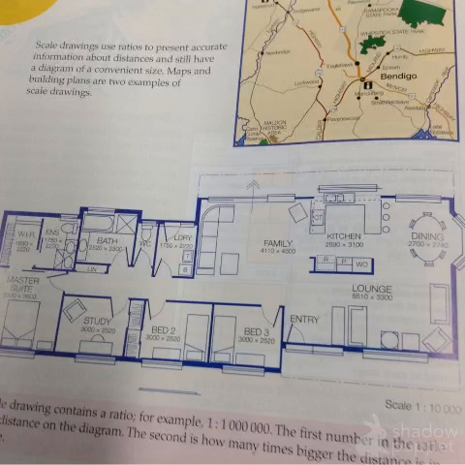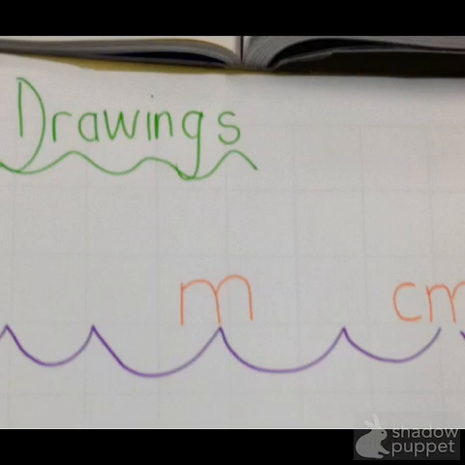This section is about scale drawings, the kind of thing you see with architects, and you can see on this picture here, we're looking at ratio and scale drawings. The first number in the ratio is the distance on the diagram, and the second is how many times bigger the distance is in real life. Let's have a look at our next page.